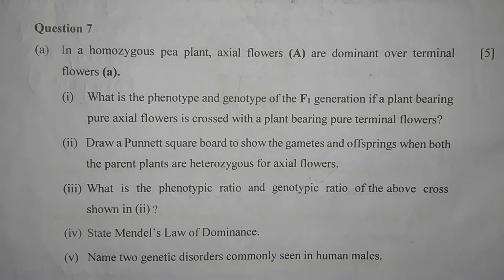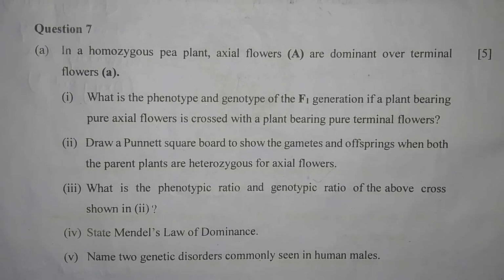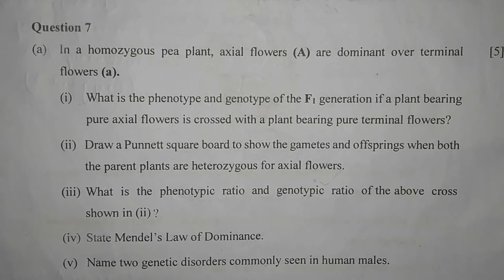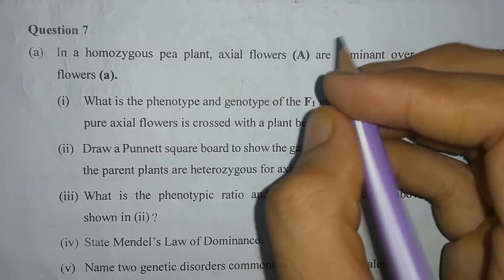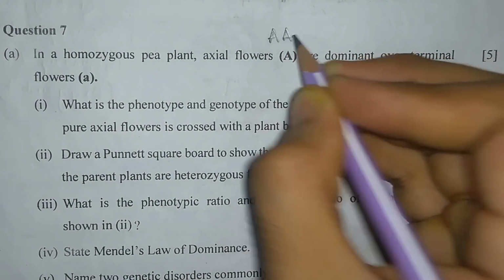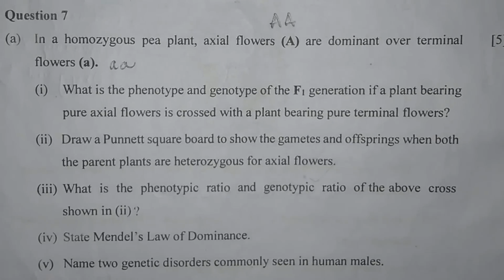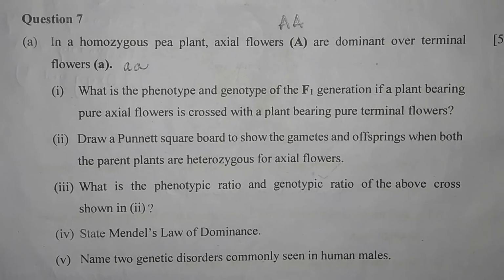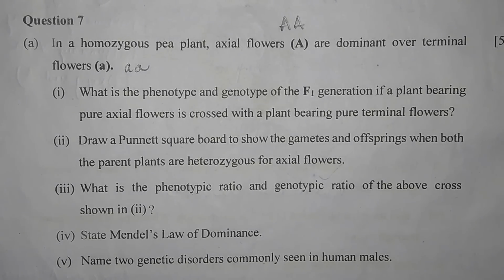Okay, we move on to the last question of this biology paper. Question number 7a. In a homozygous pea plant, axial flowers A are dominant over terminal flowers small a. Now, if the plant is homozygous, axial flowers will be double capital A and terminal flowers will be double small a. Remember that. Move on to the questions now. Number 1. What is the phenotype and genotype of the F1 generation if a plant bearing pure axial flowers is crossed with a plant bearing pure terminal flowers?